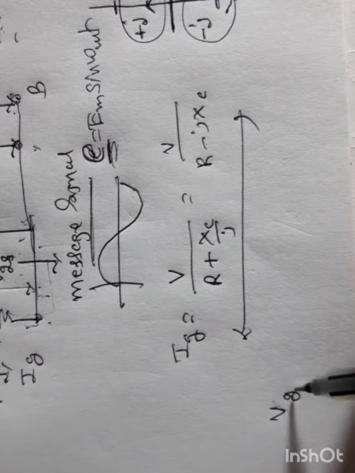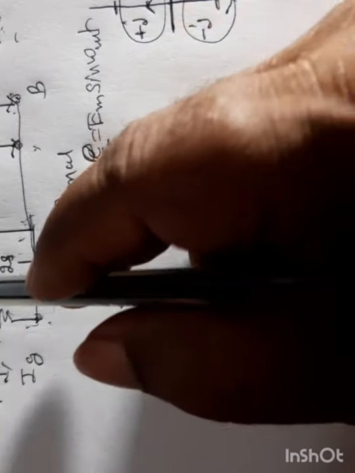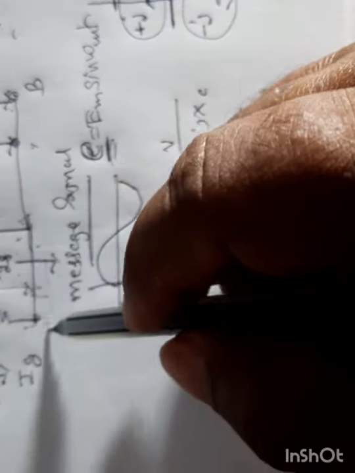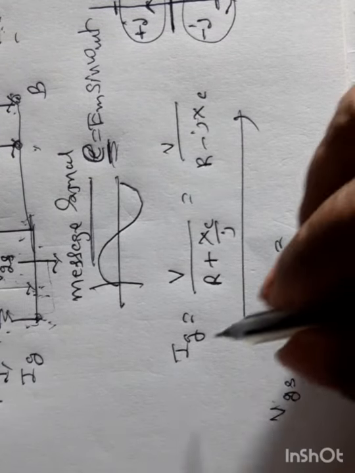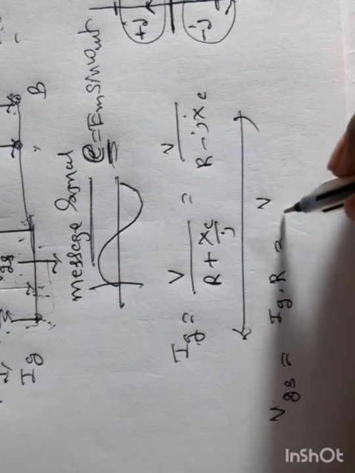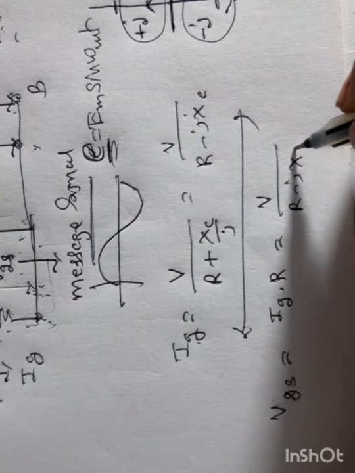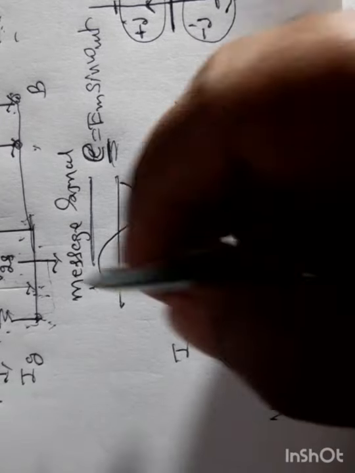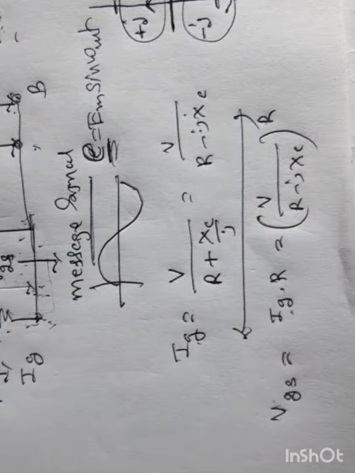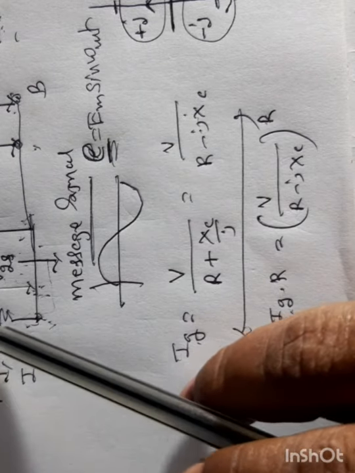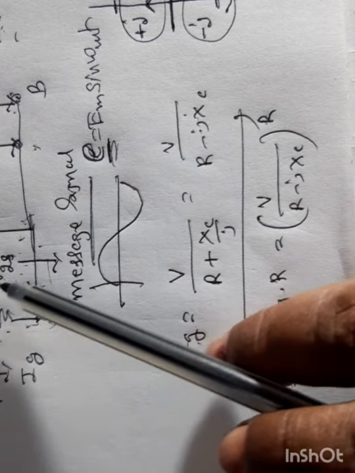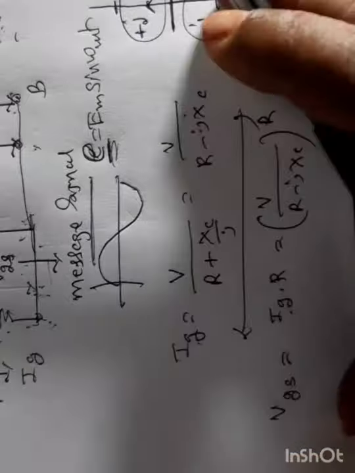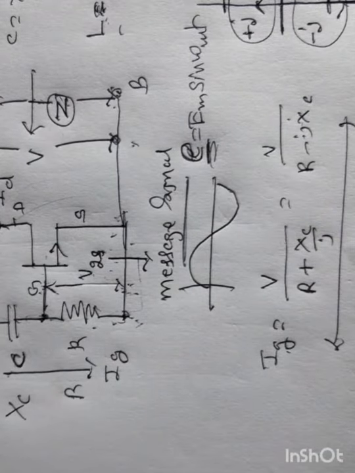So now the gate source voltage is the voltage between these two. Current Ig flows through R, so Vgs is Ig into resistance R. But what is Ig from this equation? Ig is V over R minus jXc, so Vgs is Ig into R. Current flowing through R is Ig, voltage is Vgs. From Ohm's law, voltage Vgs is equal to current into resistance. This is another expression.